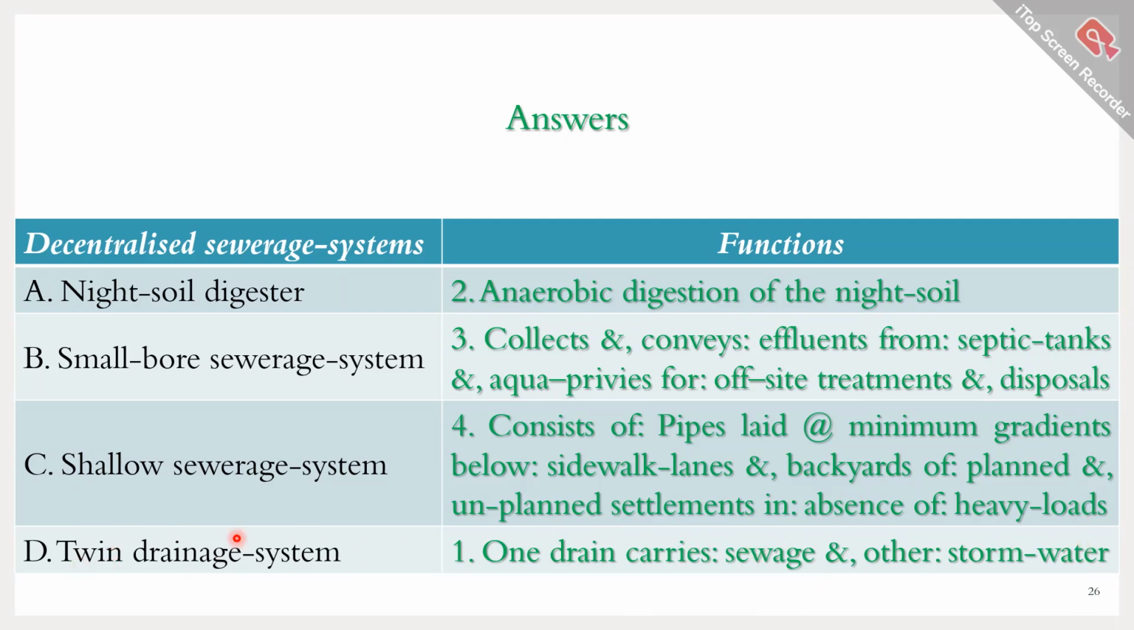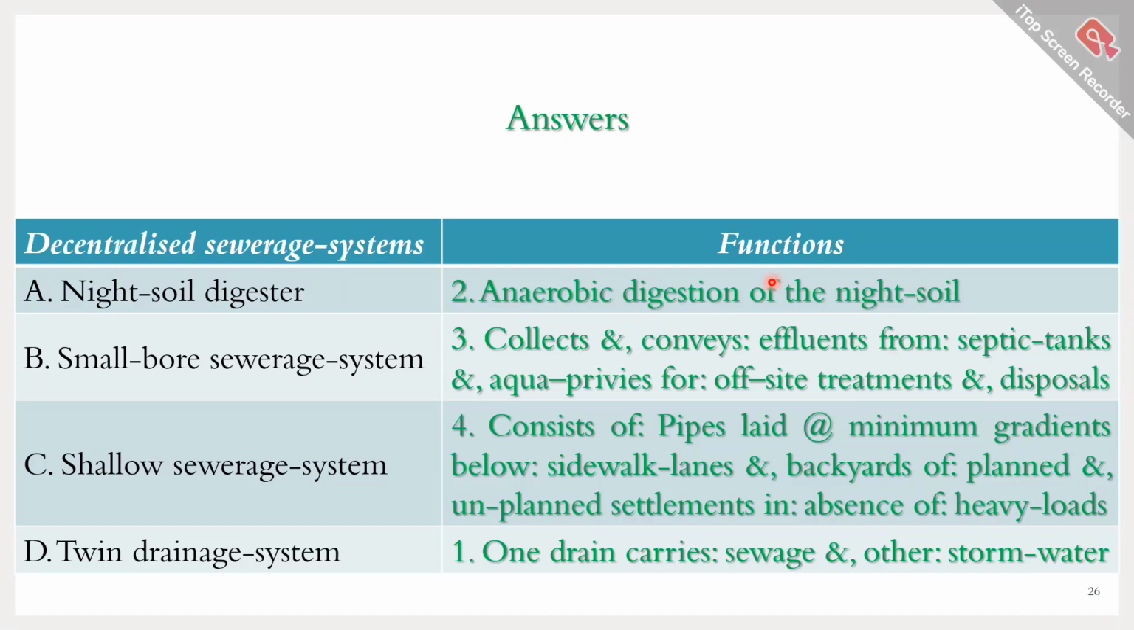So this term is quite obvious from the name itself. There must be two drains. One drain will do something, another drain will do something else. It will be a twin drain system. D goes with one. It was quite obvious. So these three things you have to just tell. Two, three, four.